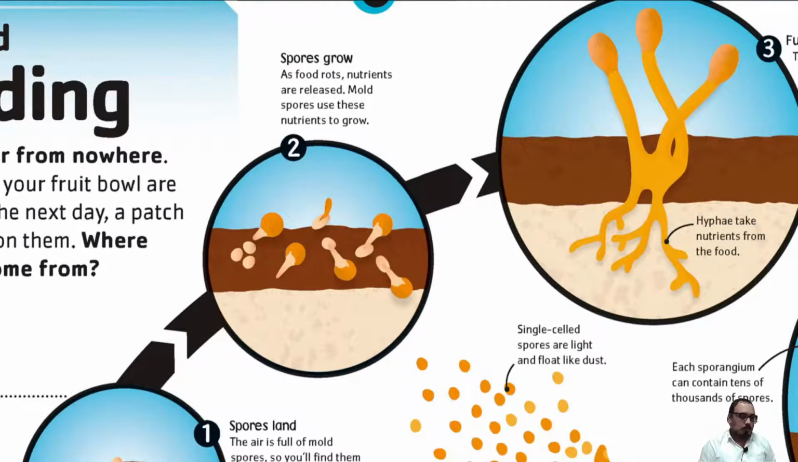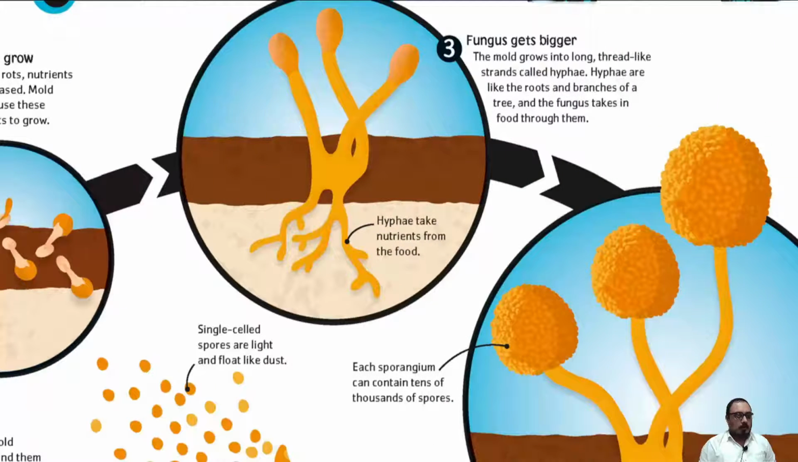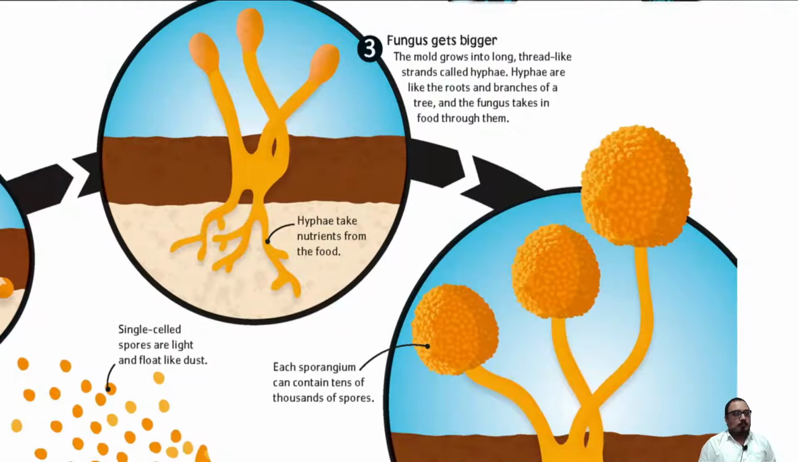These spores grow. As food rots and nutrients are released, the mold spores use these nutrients to grow. So now moving further, what will happen then? The fungus basically gets bigger.